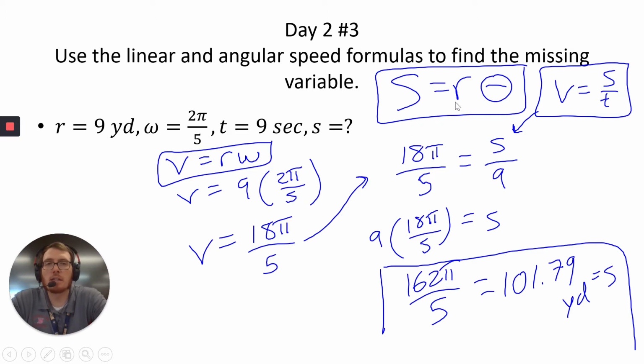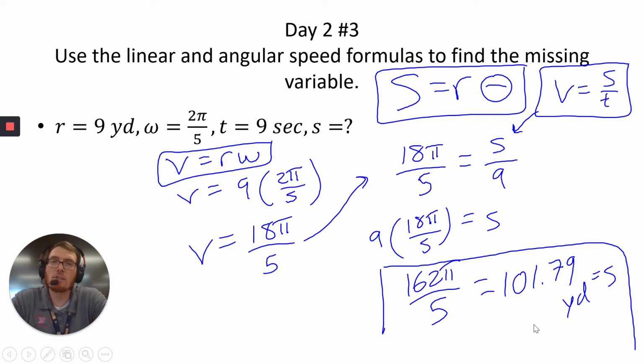Either you could do s equals r theta, which you could find theta using omega and time. That would be okay. Or you can find velocity and time, and find the arc length s by using that equation. So since I already solved for velocity, or linear speed, I might as well use that to solve. And then I would just multiply the 9 to the other side.